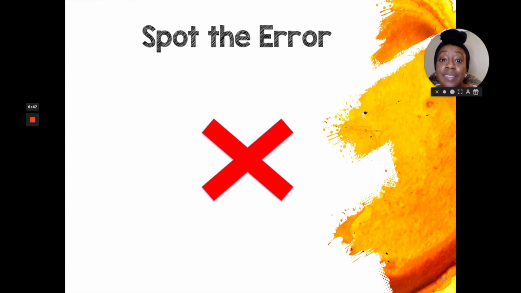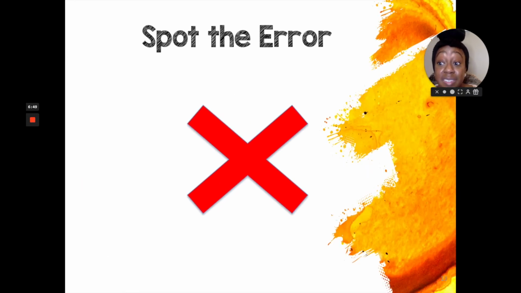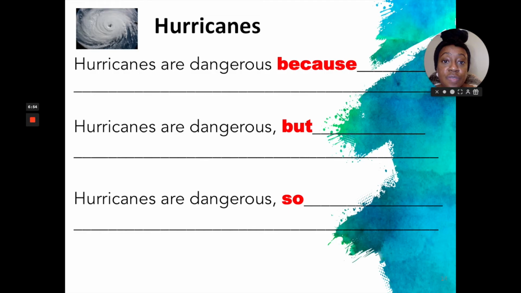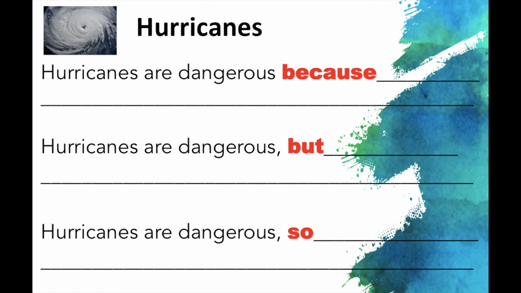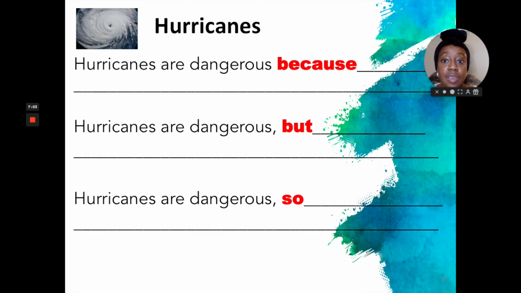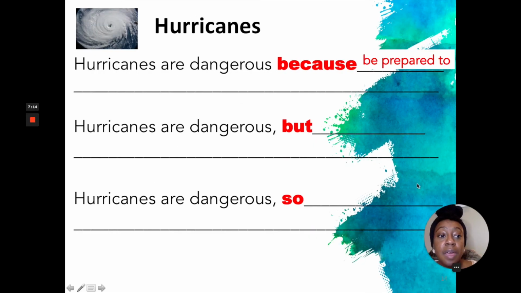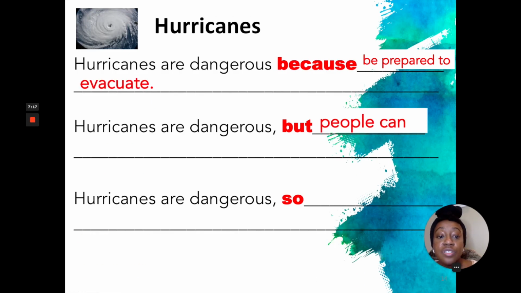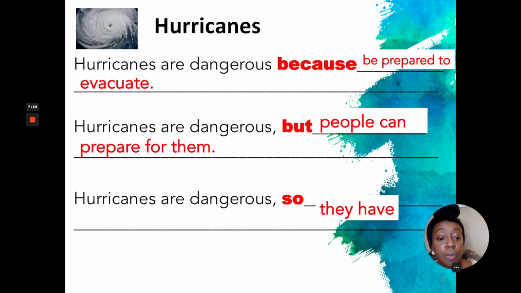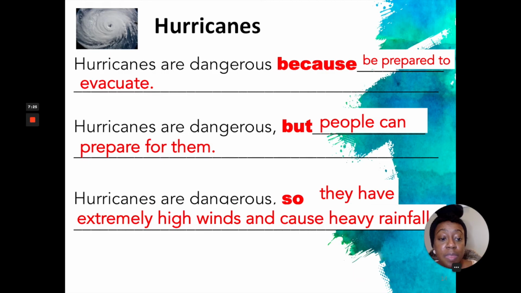So now we're going to practice identifying the mistakes. We have some sentence frames on hurricanes. Hurricanes are dangerous because, hurricanes are dangerous, but, hurricanes are dangerous, so. Hurricanes are dangerous because, be prepared to evacuate. Hurricanes are dangerous, but people can prepare for them. Hurricanes are dangerous, so they have extremely high winds and cause heavy rainfall.